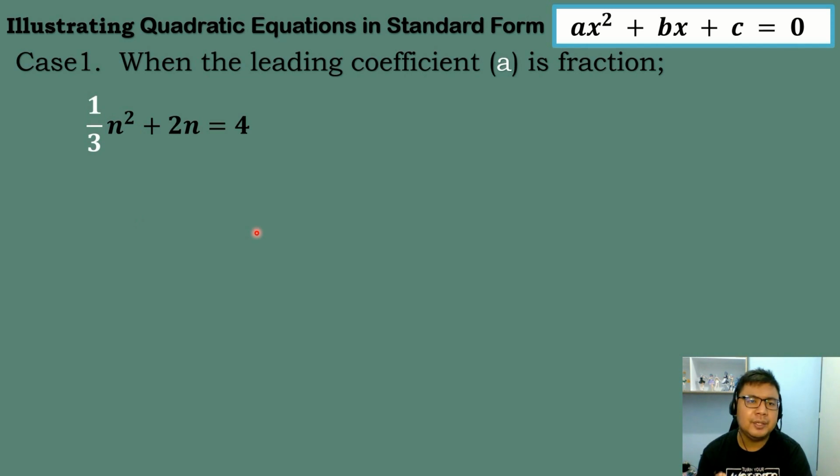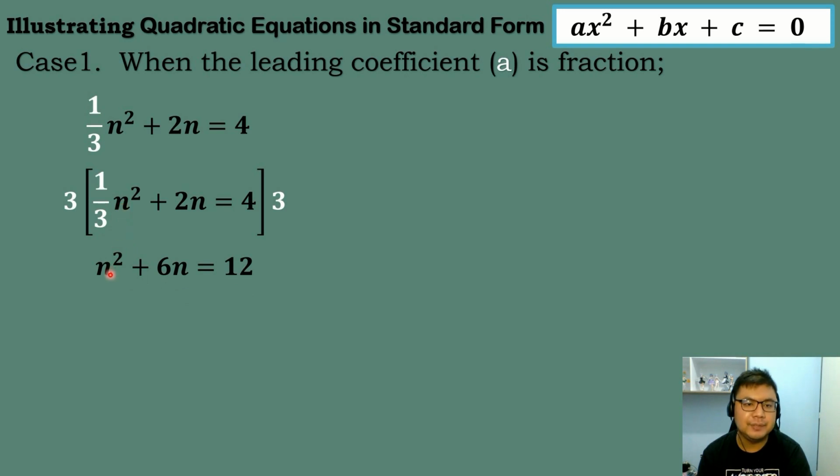Now, paano natin siya gagawing standard form of quadratic equation? So first thing we need to do is we need to multiply this both sides by 3. Titingnan natin yung denominator ng fraction. So 1/3 is the fraction, yung numerical coefficient ng ating quadratic term. So ang denominator ay 3. So kung 3 yung denominator, imumultiply natin siya both sides para makancel natin yung fraction dito. Kasi 3 times 1 is equal to 3 divided by 3 is equal to 1. So matitira na lang is n squared. Then 3 times 2n will be equal to 6n. Then 3 times 4 will be equal to 12. So ang magiging standard equation natin is n squared plus 6n is equal to 12.